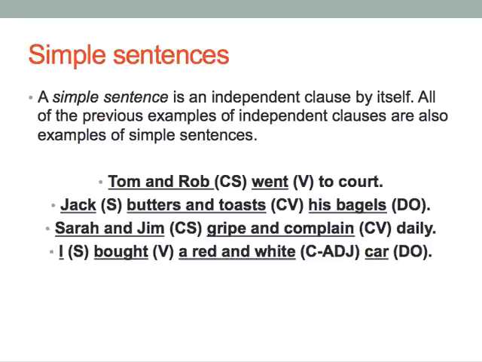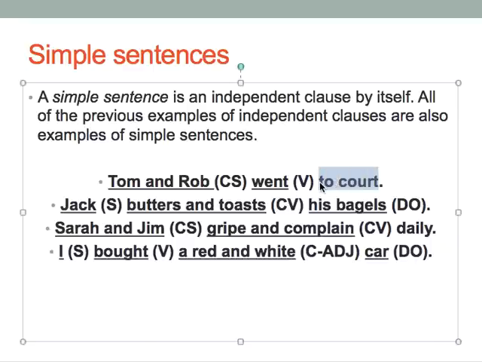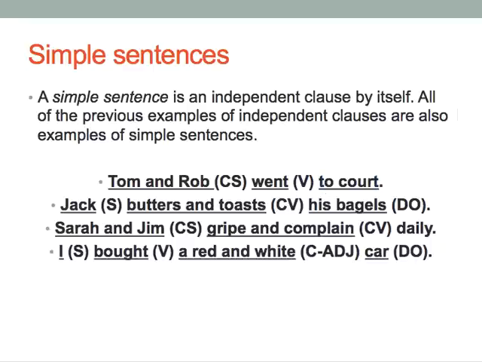A simple sentence is simply an independent clause by itself. All of the previous examples of independent clauses are also examples of simple sentences. Tom and Rob went to court. Let me fix that little error so we don't have it anymore. Jack butters and toasts his bagels. Sarah and Jim gripe and complain. I bought a red and white car. All of these are independent clauses and examples of simple sentences.